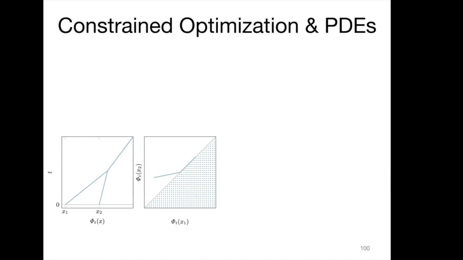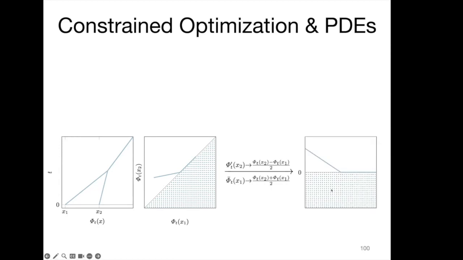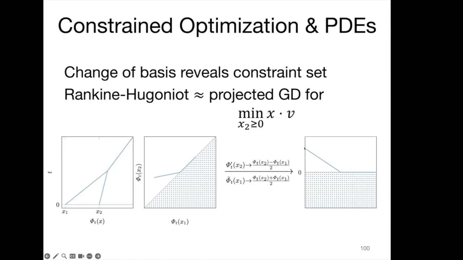And now what we can do is reparameterize phase space by instead keeping track on the y-axis of the relative position, the relative difference in the position, and on the x-axis of the mean position of the two particles. So basically, we just rotate the picture on the left to the picture on the right. And now, if you have done some constraint optimization, this trajectory looks quite familiar because it's basically the trajectory of minimizing a linear function with a projected gradient method, right? Where the constraint is that we stay in the positive half space here.